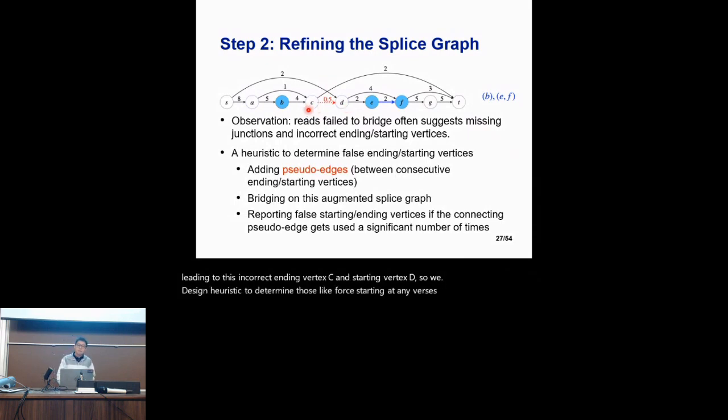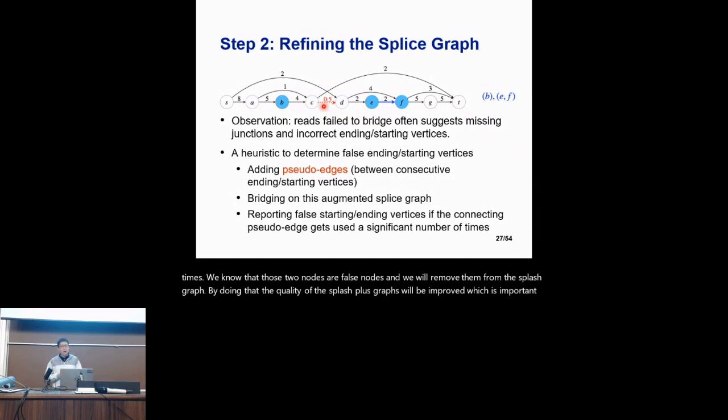So we first connect consecutive ending and starting vertices and add a small weight. And then we will do bridging on this augmented splice graph. After that, we will check how many times this pseudo edge was used. And if this edge was used a significant number of times, we know that those two nodes are false nodes, and we will remove them from the splice graph. By doing that, the quality of the splice graphs will be improved, which is important in improving the assembly accuracy.